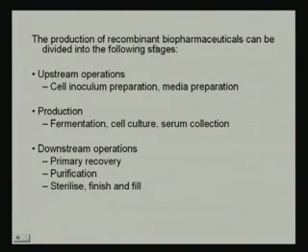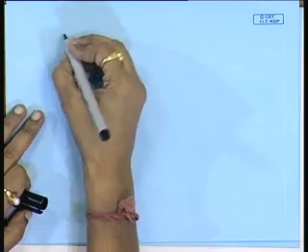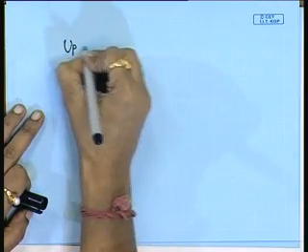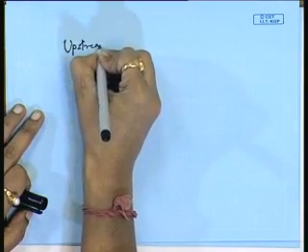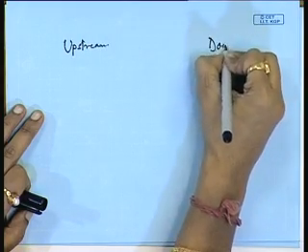So, the production of recombinant biopharmaceuticals can be divided into the following strategies: the upstream operation and production, and the downstream operation. If I classify the entire lecture I have discussed with you until now, that entire production has upstream and downstream.